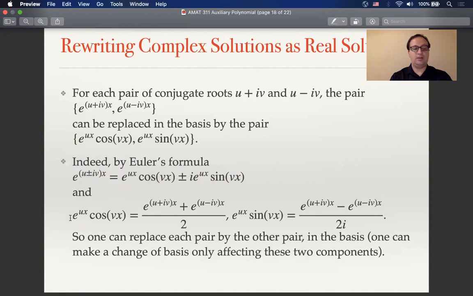And conversely, each of these two exponentials times sine and cosine can be written in terms of complex exponentials. So for example, e to the ux cosine of vx is equal to the sum of the two complex exponentials divided by 2. And e to the ux sine of vx is equal to the difference of the complex exponentials divided by 2i. So they are interchangeable.